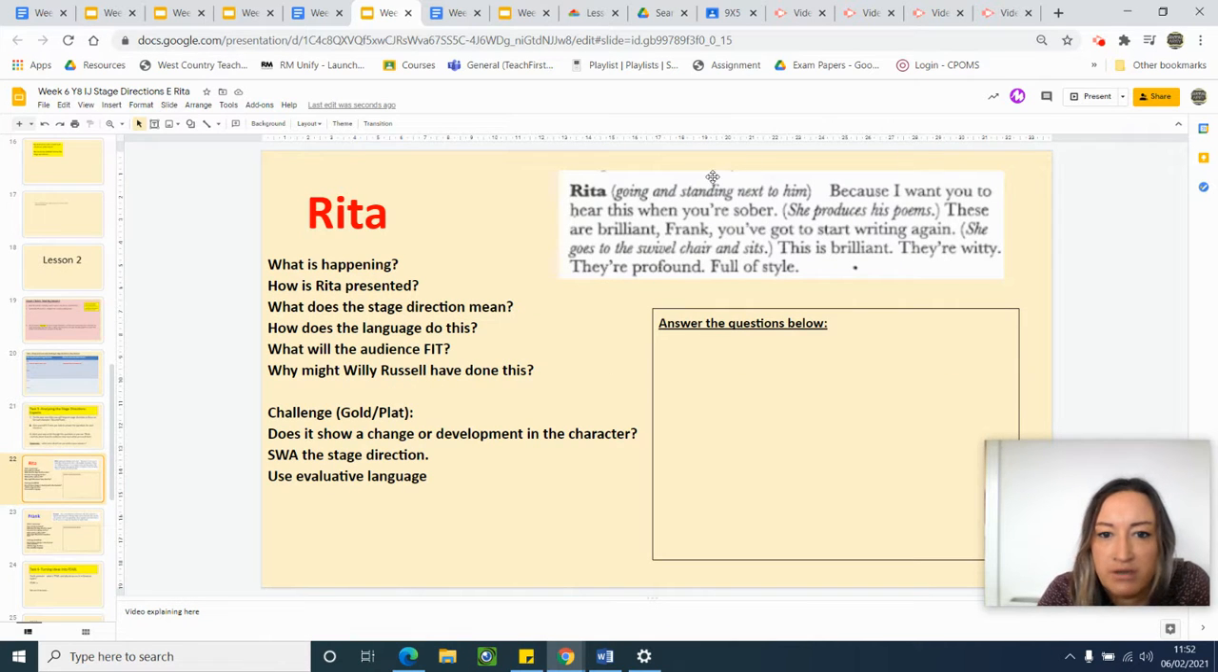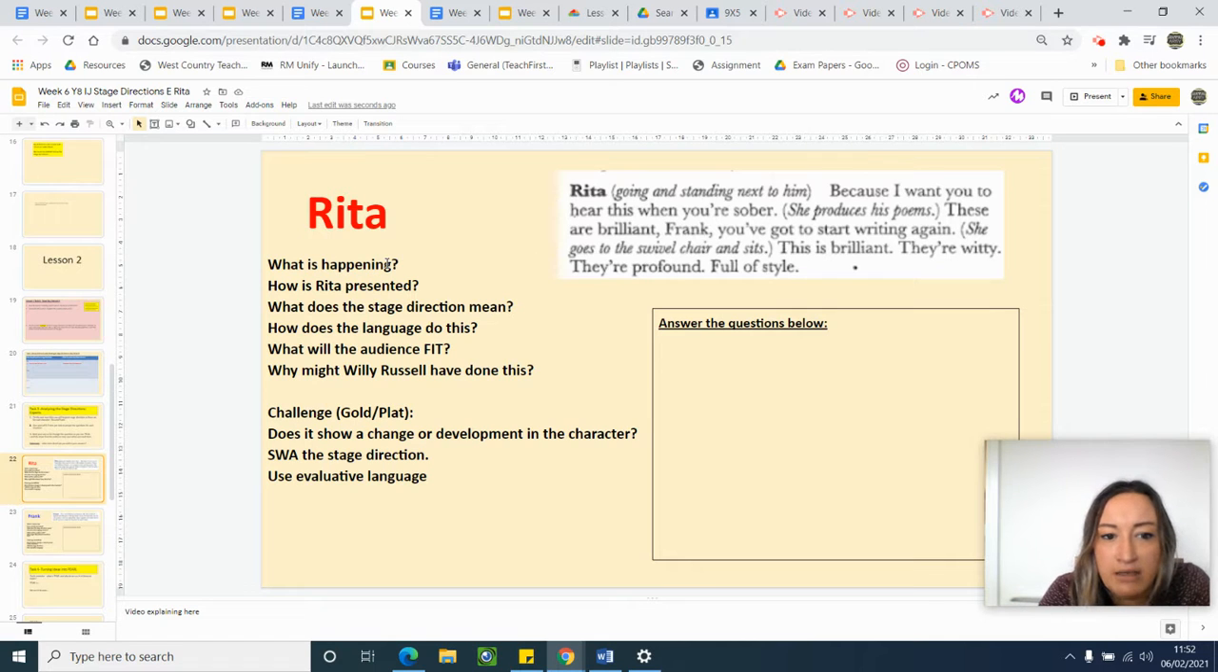So slide 22, Rita, going and standing next to him. Because I want you to hear this when you're sober. She produces his poems. These are brilliant, Frank. You've got to start writing again. She goes to the swivel chair and sits. This is brilliant. They're witty. They're profound. Full of style.